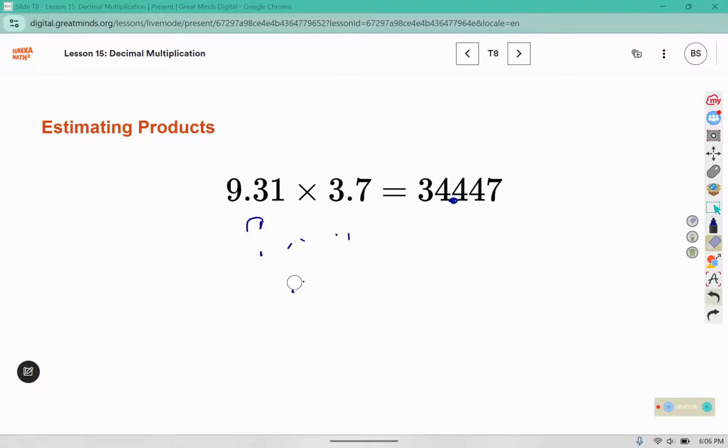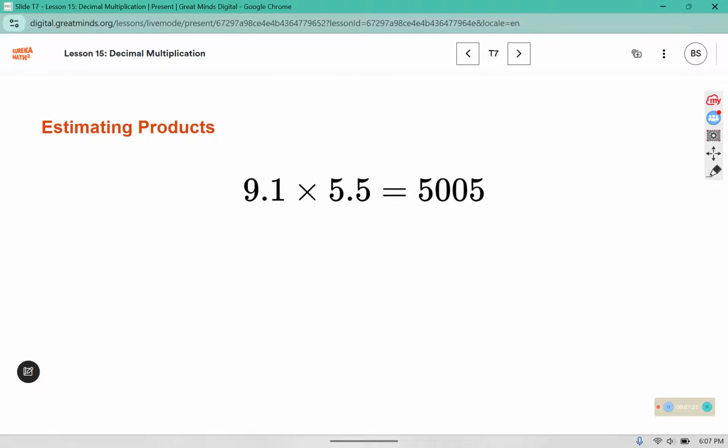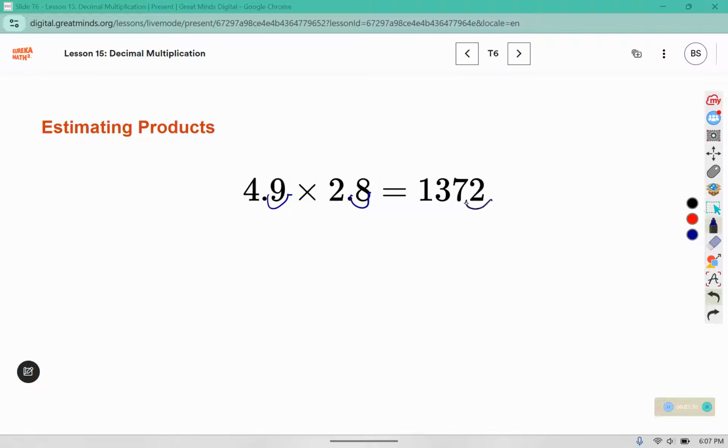You may notice that I have 1, 2, 3 decimal spots in the factors and 1, 2, 3 in the product. Let's look back at this last one. This one we placed here. We had 1, 2 in the factors and 2 in the product as well. This one had 1, 2, and 2 in the product also.